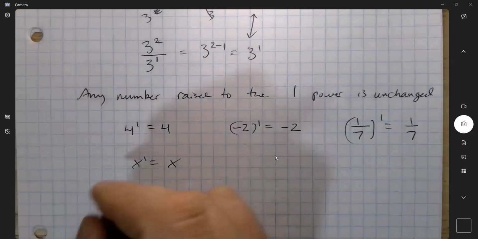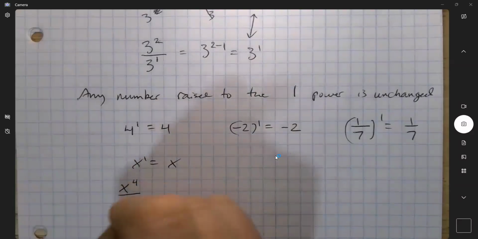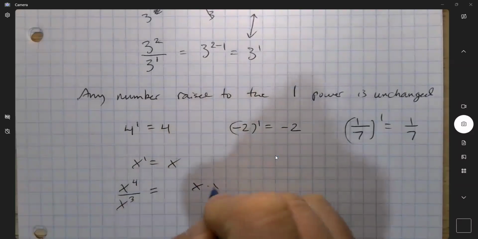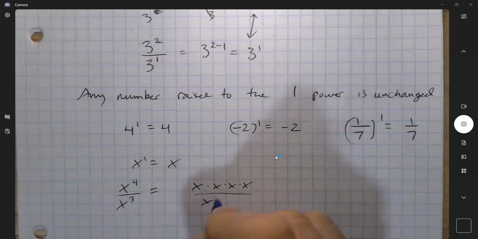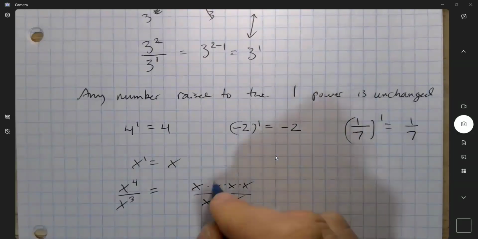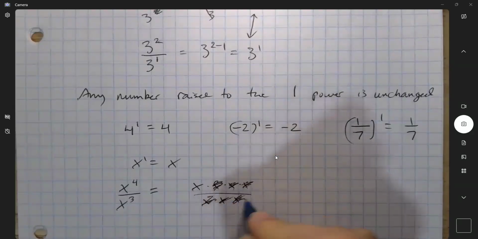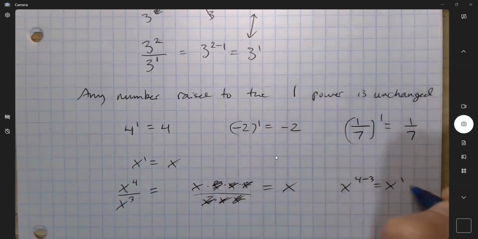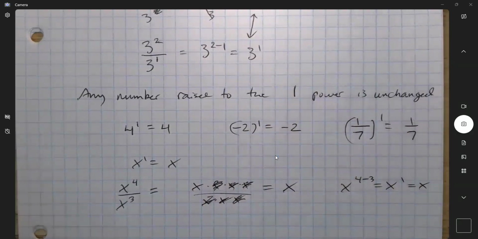One challenge that I've seen a lot is when students have to do x to the 4 divided by x to the 3. It becomes a lot less challenging if you write it out. So when in doubt, write out the multiplication, and we see a lot of canceling, and we're left with a single x, which makes sense because x to the 4 minus 3 is x to the 1, which equals x. That's the first half of our rule. The second half is a little different, but it also comes from the same idea.